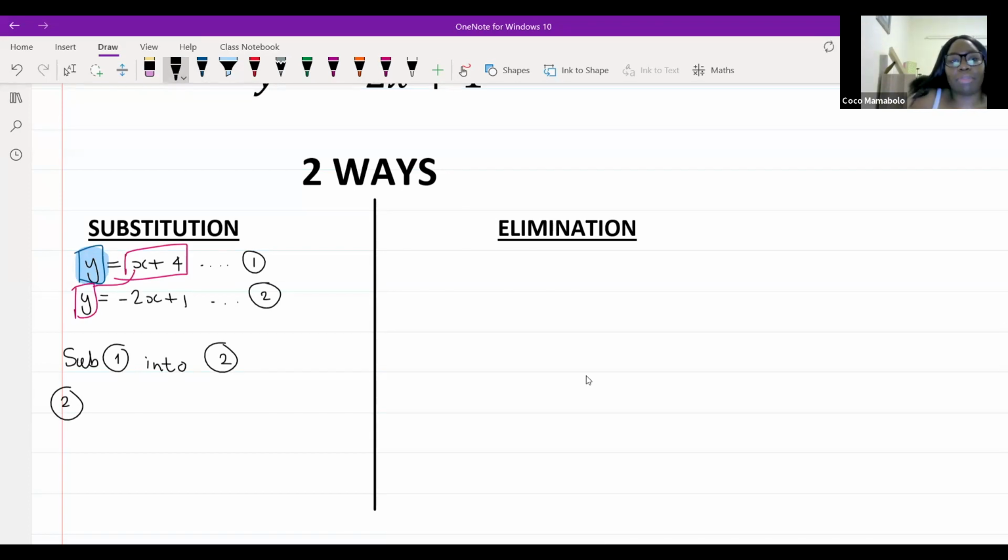I'm then going to say y is equal to negative 2x plus 1. But I can see that there's a y here. So what am I going to replace this y with? Emmanuel, that step is not necessary in this particular case. Good, guys. I'm going to replace the y part with x plus 4. So my equation will then read x plus 4 is equal to negative 2x plus 1. And now we can just solve for x. I'm going to leave that up to you guys. Solve for x for me, please, and tell me what x is equal to.